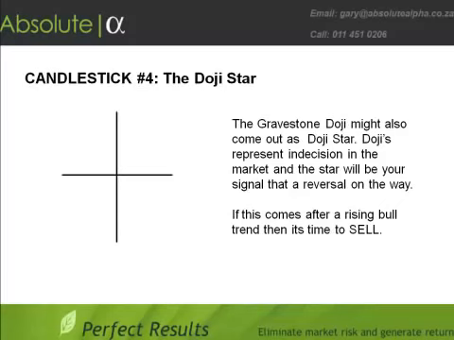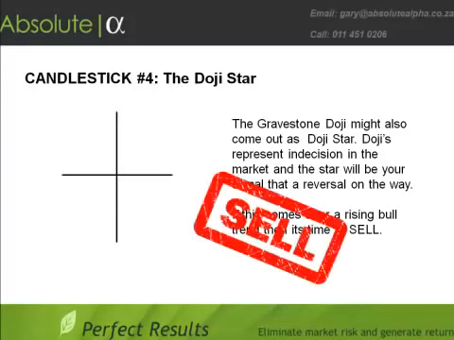The next candlestick pattern you need to know is the doji star. It's very similar to the gravestone doji. All dojis represent indecision in the market, but the star will be your signal that a reversal is on the way. If this comes after a rising bull trend, then it's time to sell.